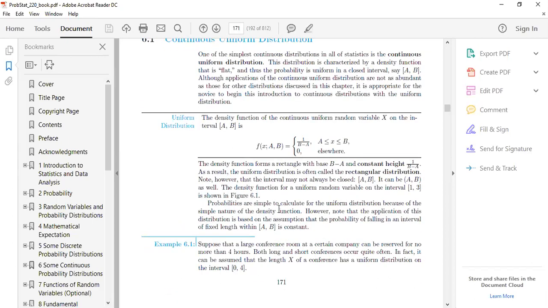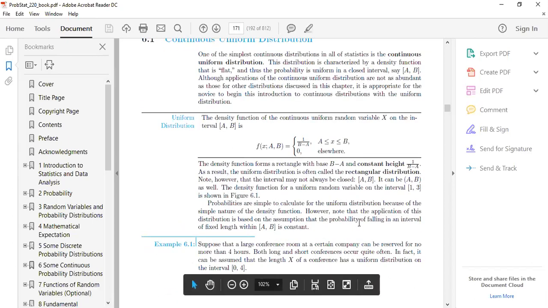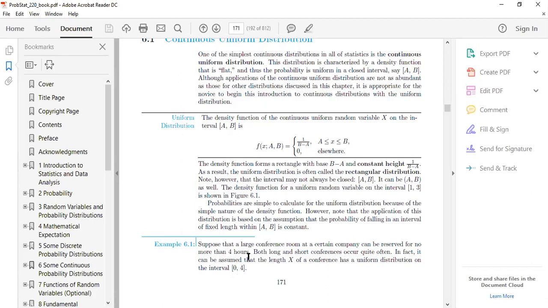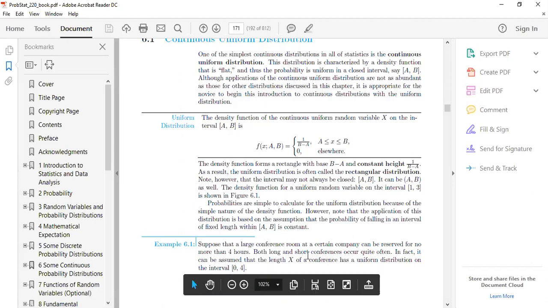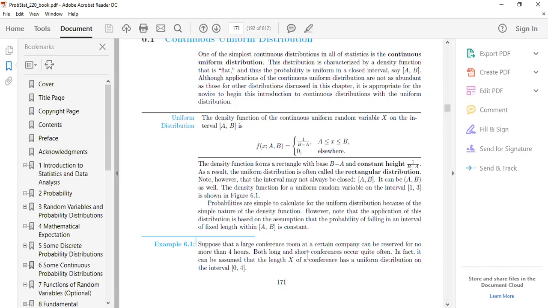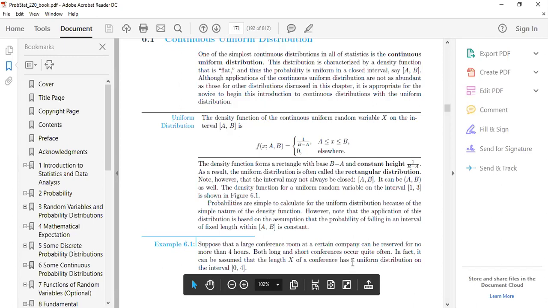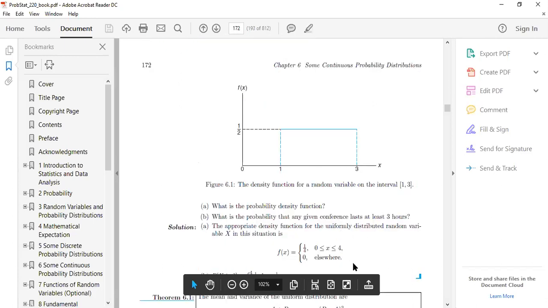Let's go for this example. Suppose that a large conference room at a certain company can be reserved for no more than 4 hours. No more than 4 hours means at most 4 hours: 2 hours, 3 hours, 4 hours, 1 hour, something like that. Both long and short conferences occur quite often. In fact, it can be assumed that the length x of a conference, a random variable, has a uniform distribution on the interval 0 to 4.